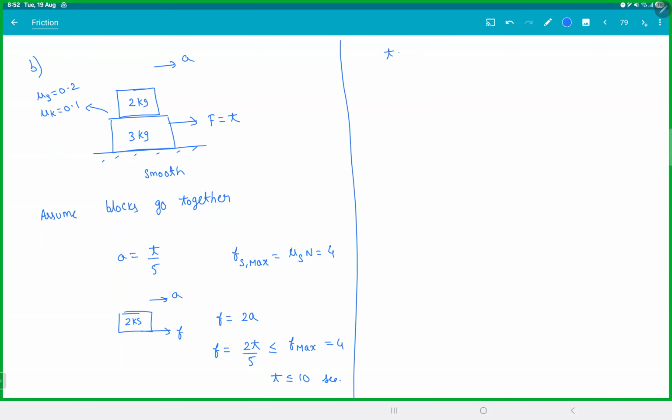Then for t greater than 10, the blocks slip. And now mu k will come into the picture. And therefore, friction will become Fk, which is mu k into n. So the friction value will change, which is 0.1 into 20, 2 Newton. So if it is slipping, then you can just draw the FBD separately. For the 2 kg, this time don't put Fs max, we'll put Fk, which is 2 Newtons, and this acceleration is a1. Force is 2, mass is 2 kg, so this is 1 meter per second square.